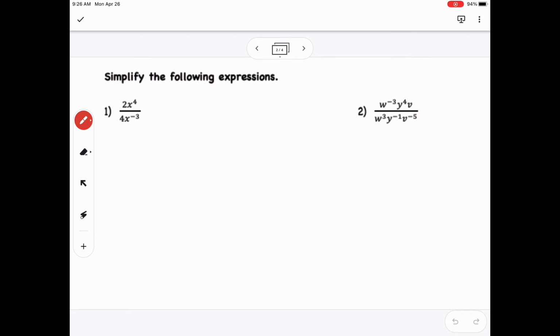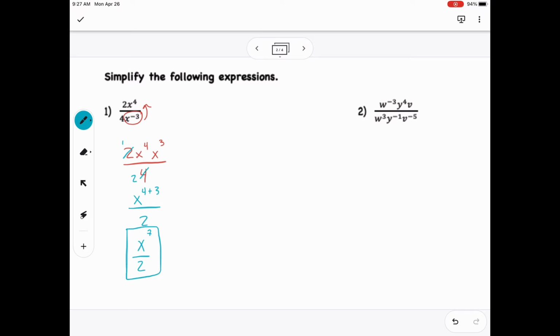Okay. So let's do some more simplifying here. So I see that x to the negative third is on the bottom, so I'm going to move it up. And then I can also reduce the fraction of 2/4 to get 1/2, and then add those exponents to get x to the 7th divided by 2.